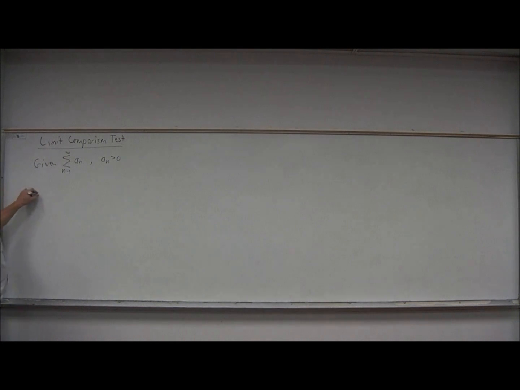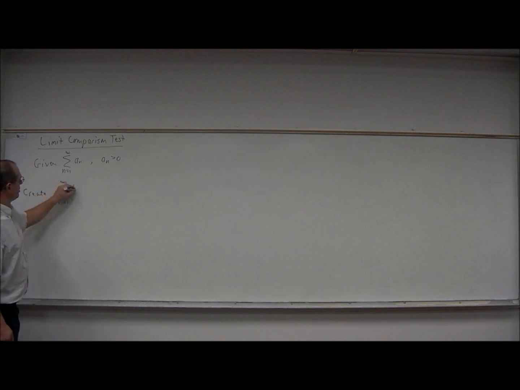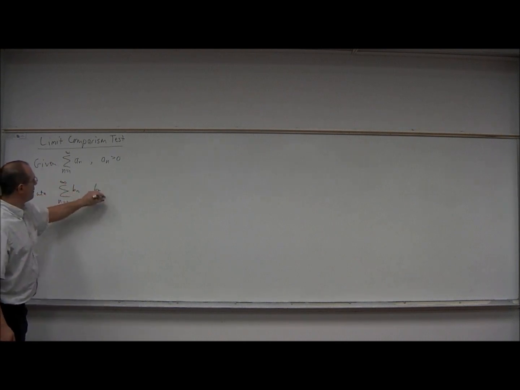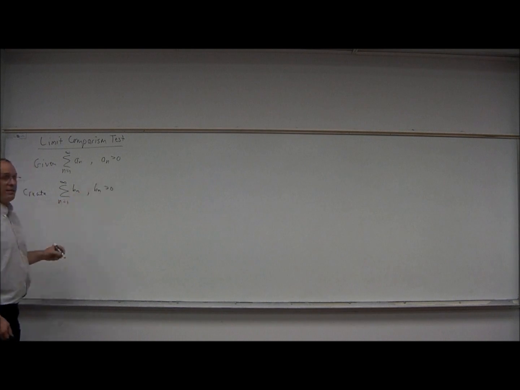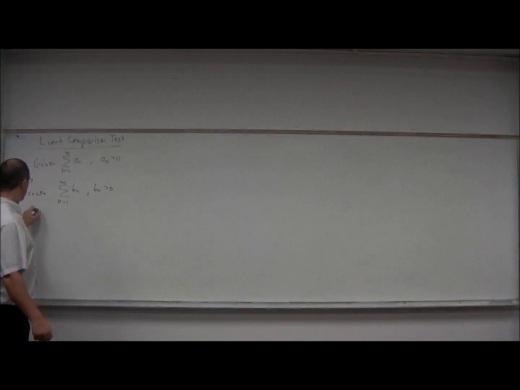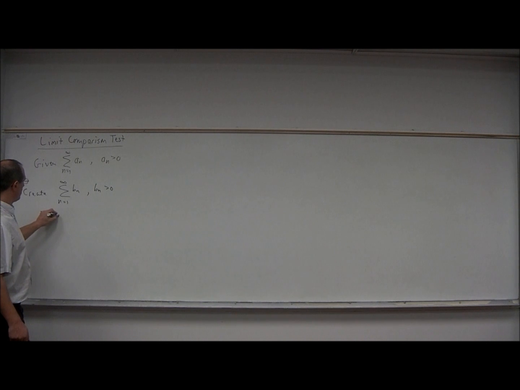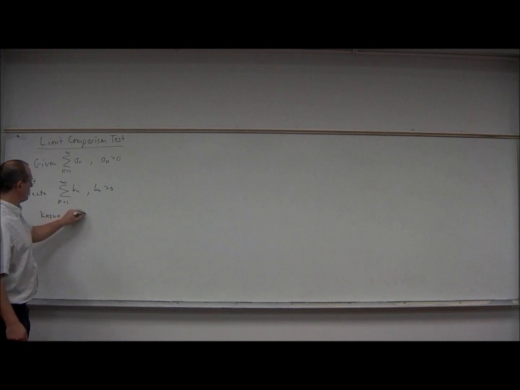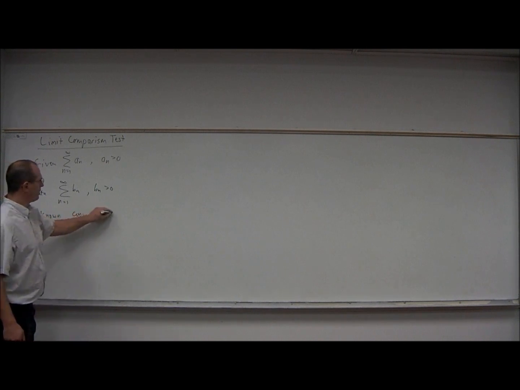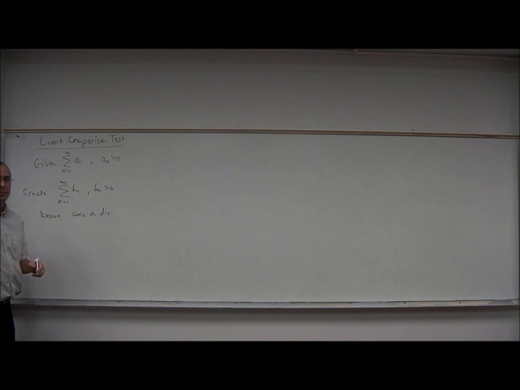We are going to create a series that is similar to the original, also having positive terms, whose behavior is known. It's known to either converge or diverge, something like a p-series or a geometric series. So the summation of bn is going to be a series that we have knowledge of.